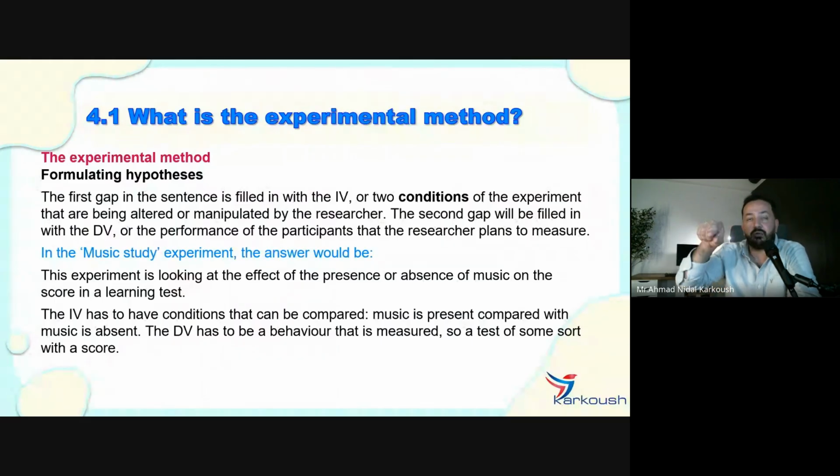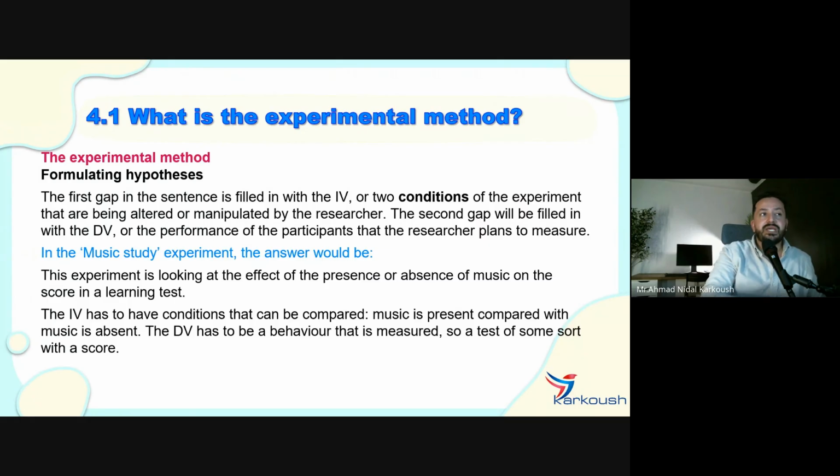The second gap, however, will be filled by my DV, or the performance of the participants the researcher plans to measure. So in the music study experiment, the answer would be, the experiment is looking at the effect of the presence or absence. And that's what you guys didn't catch, because we have two different conditions. You all focused on one condition, which is the presence of music. You forgot about the absence of music, which is the other condition that we're already testing as well.